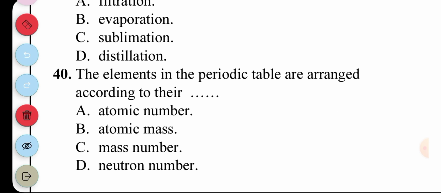Distillation. Question 40. The elements in the periodic table are arranged according to their A. Atomic number, B, atomic mass, C, mass number, D, neutron number. The answer to question 40 is A, atomic number.